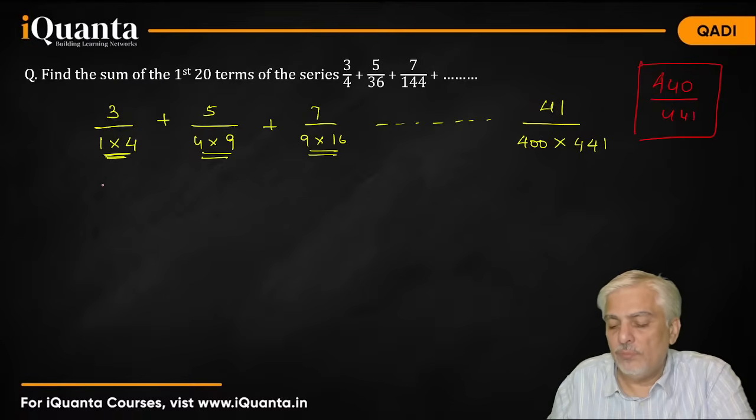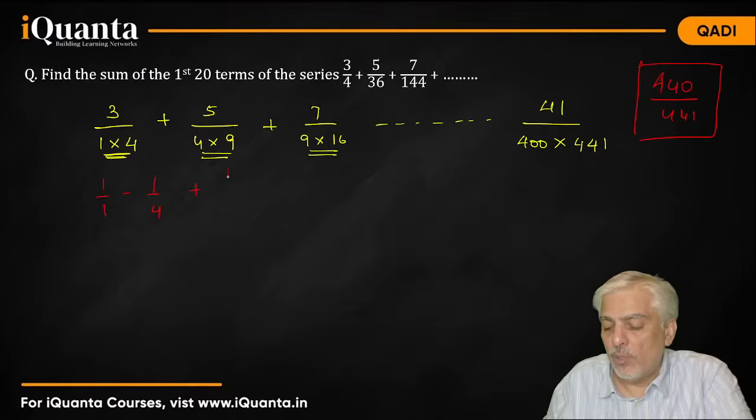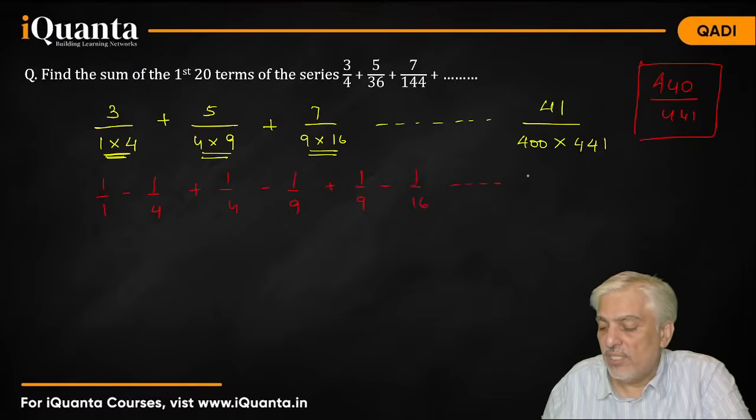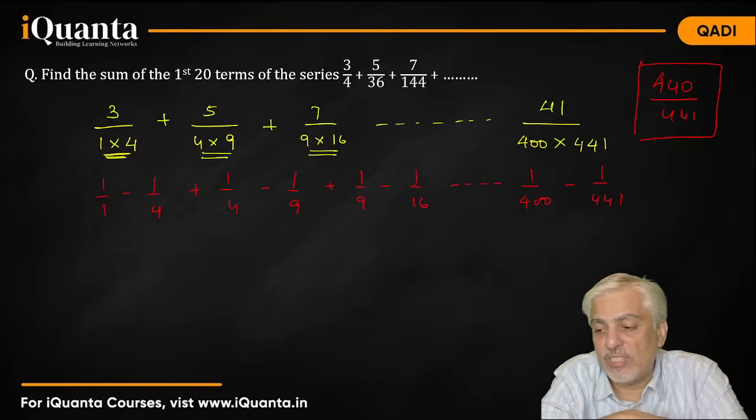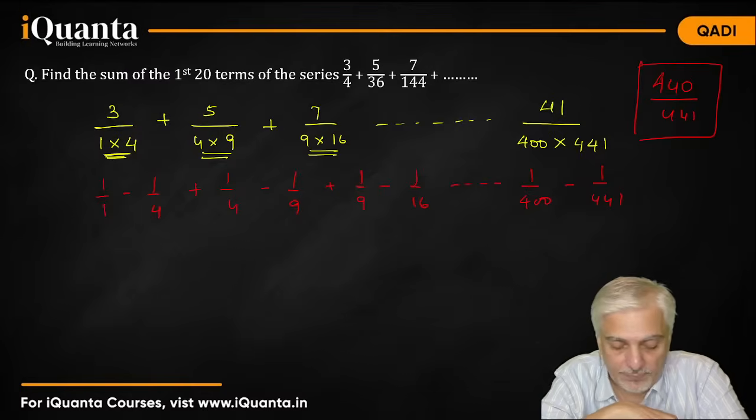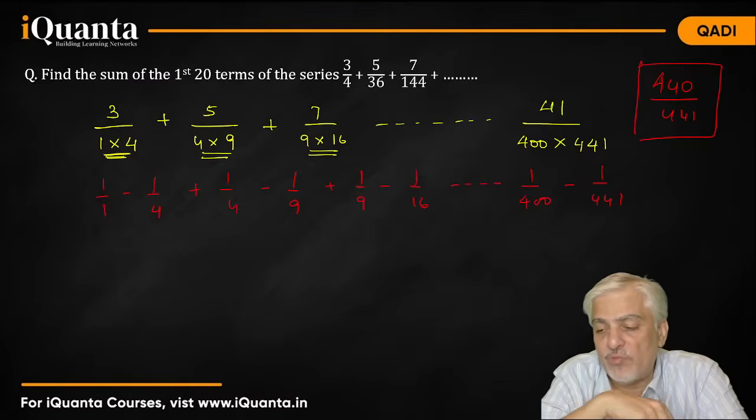This will become 1 upon 1 minus 1 upon 4. This will become 1 upon 4 minus 1 upon 9. This will become 1 upon 9 minus 1 upon 16 and so on, till 1 upon 400 minus 1 upon 441. Formula, Kshitish Pandey, what is the formula? What is the formula for the sum of all odd numbers? What is 1 plus 3 plus 5 plus 7 and so on? Formula is n square.